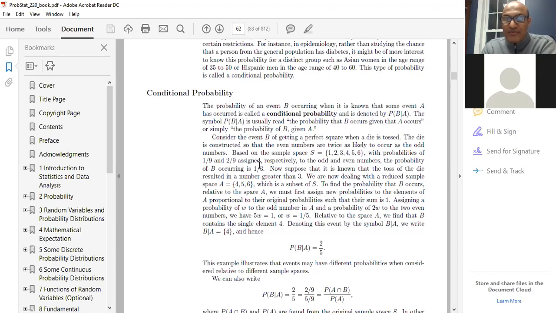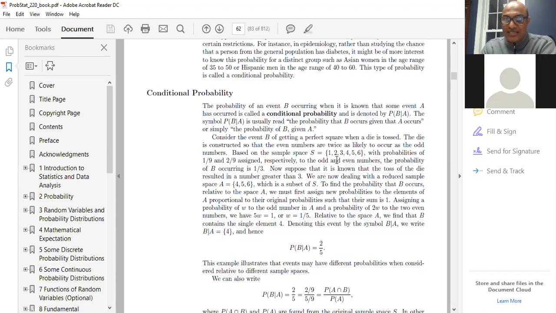Then after we are given one set A, we are dealing with the supposition that it is known that the toss of the die resulted in a number greater than 3. So I have one event in which all the numbers are greater than 3. Greater than 3 means 3 is not inclusive. Means we have 4, 5, and 6. So these 3 numbers are there. So my event A is equal to 4, 5, and 6. So please try to understand this thing.